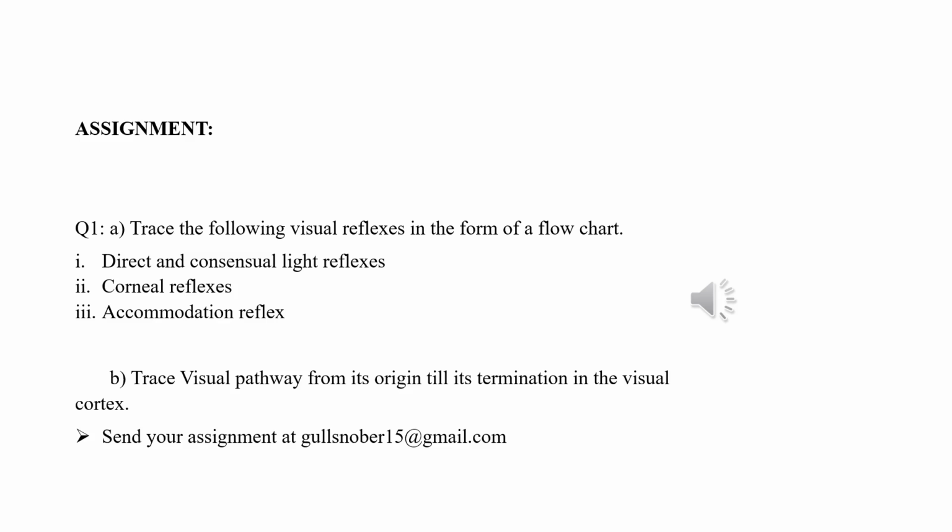gulsanover15@gmail.com. As we have posted earlier also, from now onwards each topic which is uploaded by a specific demonstrator will be sent to the email address of that demonstrator, right? So we are giving you the email addresses along with the assignments and the documents, and you will send that specific assignment to that specific email address, not in your mailbox of the second year MBBS.